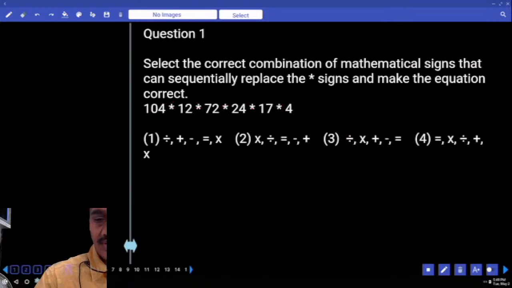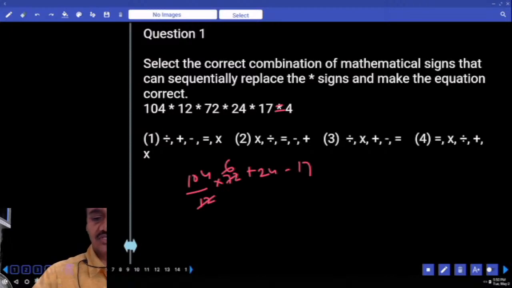Choice 3. Now this is equal to 4. Then if this is equal to 4, 104 divided by 12 into 72, and next plus 24 and minus 17. Then what is the value here? 12 into 6. 104 into 6 itself is more than this, and this is again ruled out.